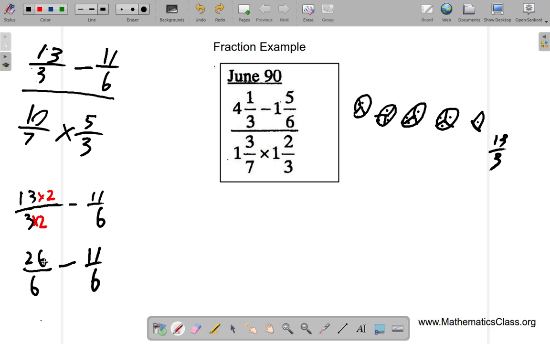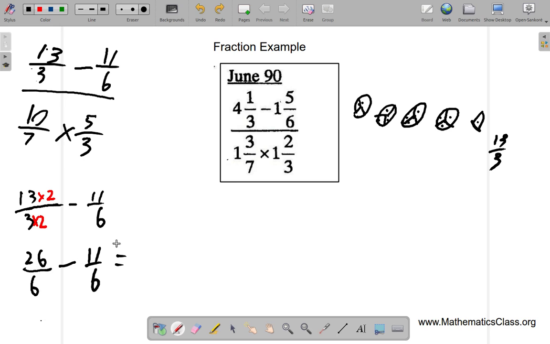If you have 26 sixths minus 11 sixths, how many sixths do you have? It's like saying you have 26 oranges and you take away 11 oranges. How many oranges do you have? Well, that would be 15 oranges. So 26 of 1/6 minus 11 of 1/6 will give you 15 of 1/6.